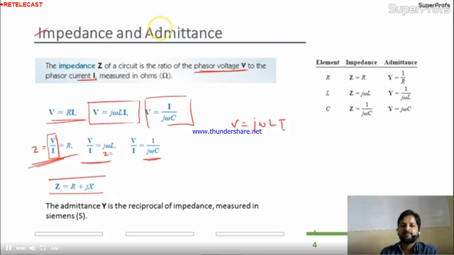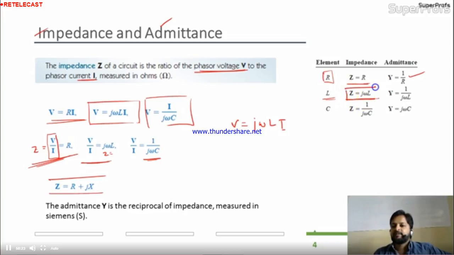And what about the admittance? The reciprocal of the impedance, Y, is nothing but the admittance. Now come over here, you can recall it. For the element R, impedance is equal to R, admittance is 1 by R. Perfectly fine. What about L? For L, Z is j omega L.